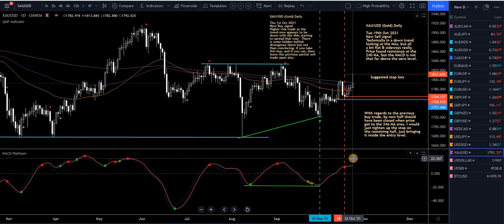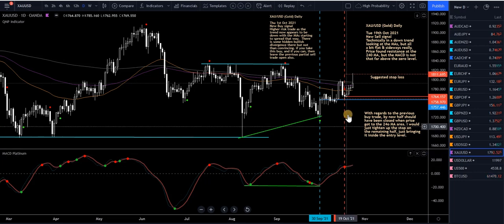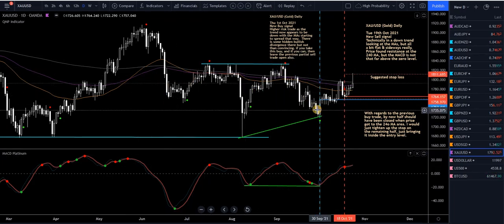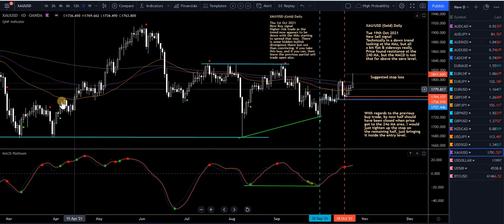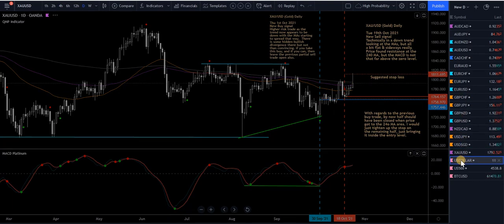MACD platinum still above the zero level, probably looking for another sell signal. A little bit messy. It's been a tough pair to trade. We've actually done pretty well with it. Just look at the QFP dots. They're not too bad actually, what I've been calling it. All right, let's move on to the other pairs that we just have a look at.